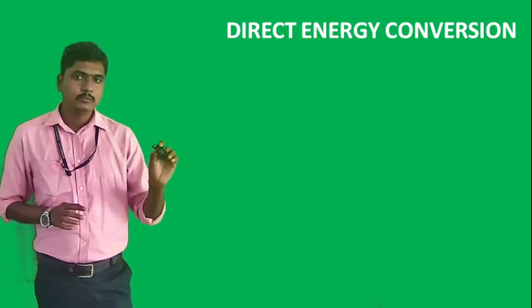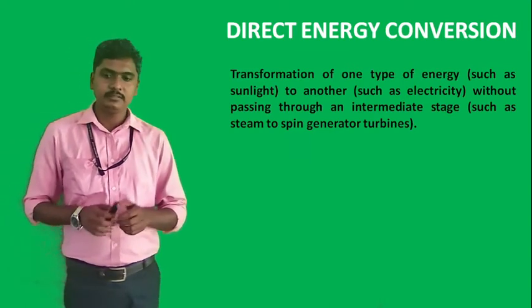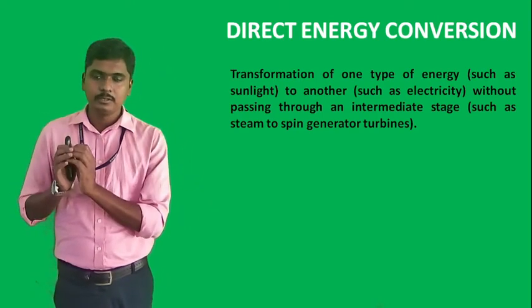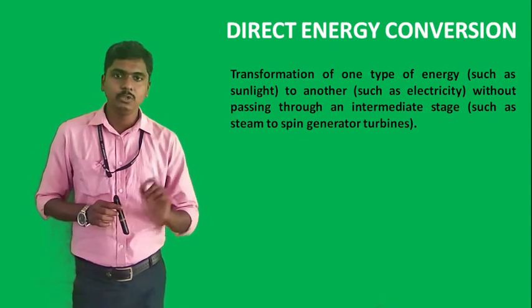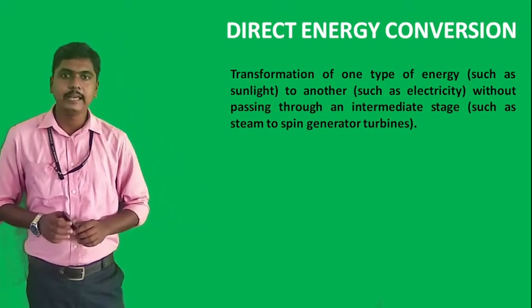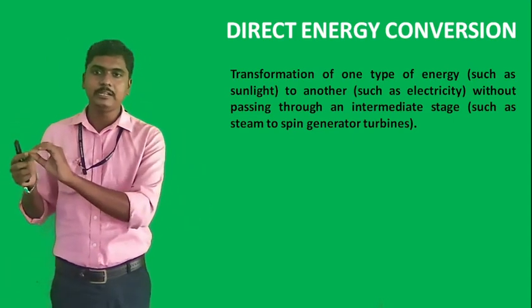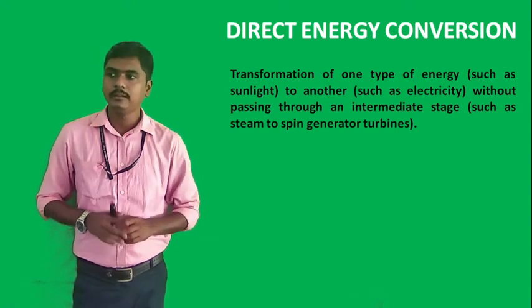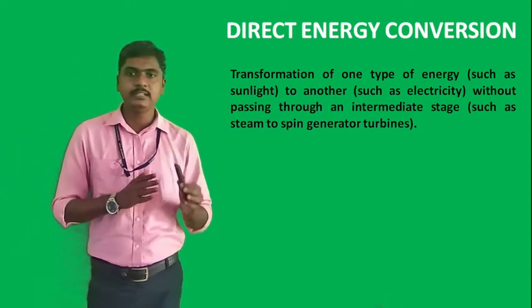First I will explain what you mean by direct energy conversion. Suppose we have one type of energy, let's consider sunlight or solar energy. If we are able to convert one form of energy to another form of energy without any intermediate stage, then that kind of energy conversion is called direct energy conversion. For example, if we can convert sunlight directly into electricity, that is direct energy conversion. Very simple.